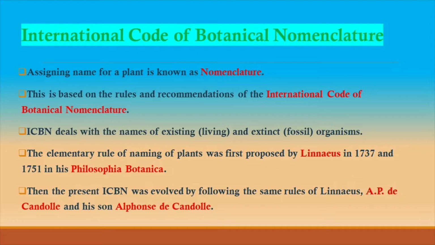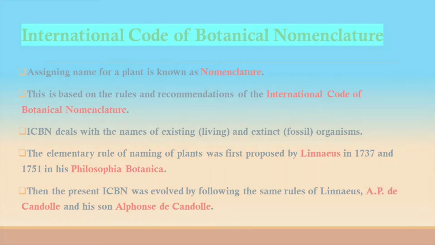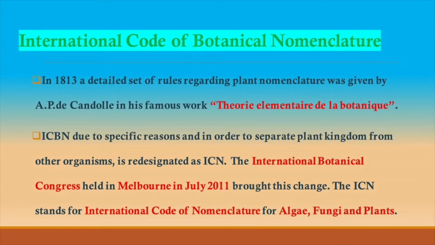The elementary rule of naming of plants was proposed by Linnaeus in 1737 and in 1751 in his Philosophia Botanica. Then the present ICBN evolved by following the same rules of Linnaeus, by A.P. de Candolle and his son Alphonse de Candolle. In 1813, a detailed set of rules regarding plant nomenclature was given by A.P. de Candolle in his famous work Théorie élémentaire de la botanique.